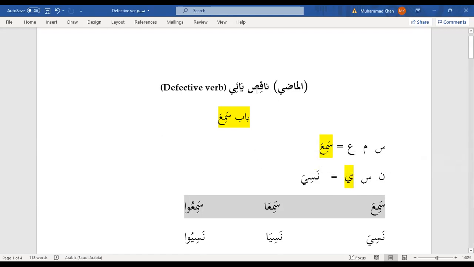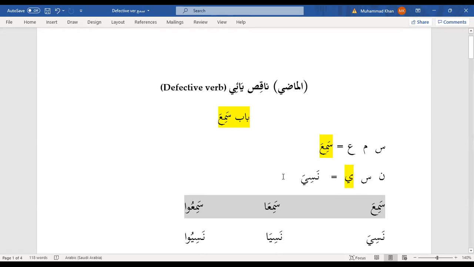And if the third root letter is Waw, we say Naqis Wawi. And if the third root letter is Ya, we say Naqis Ya'i. In this case, we have Ya as the third root letter. So we say this is Naqis Ya'i. So it will be Noon, Sin, and Ya. And this is Nasiya. So do you see any difference here in Samia and Nasiya?